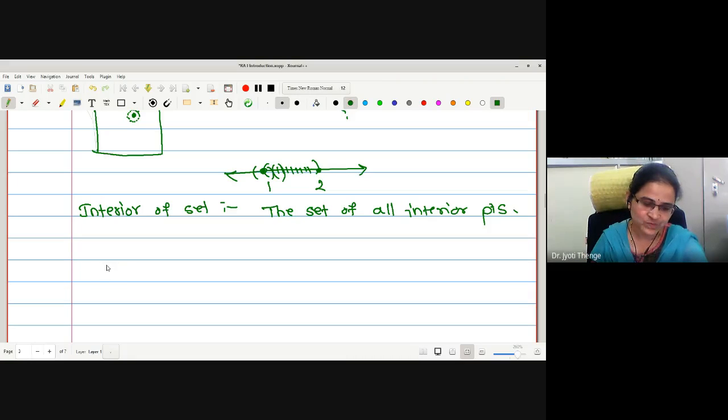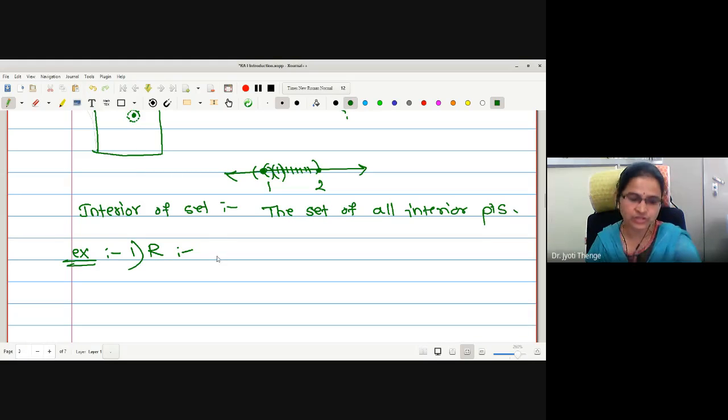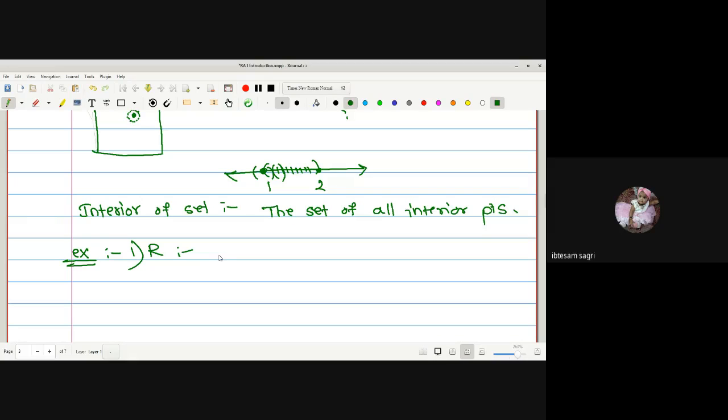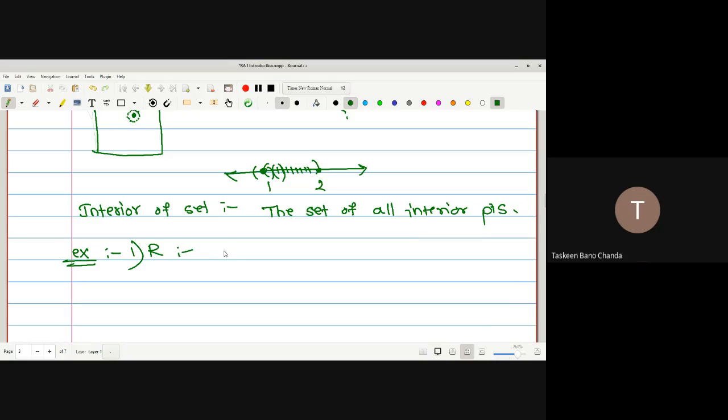Okay, now what is the interior of R? Can anyone answer? A real number. What are the interior points for R? Natural. Okay, natural, other than that rational numbers, whole numbers, irrational numbers, integers.